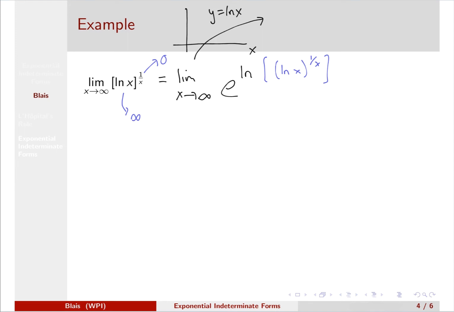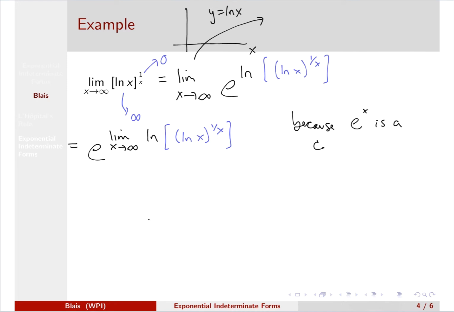We then are using a result from calculus that says this is equal to e raised to the limit as x goes to infinity of natural log of that expression, natural log of x to the 1 over x. And we can do that. This works because e to the x is a continuous function. So this is something that we learn can be done when we learn about continuity in single variable calculus.